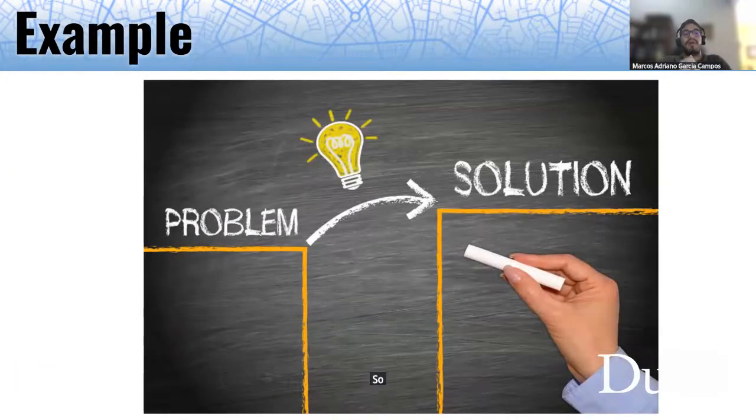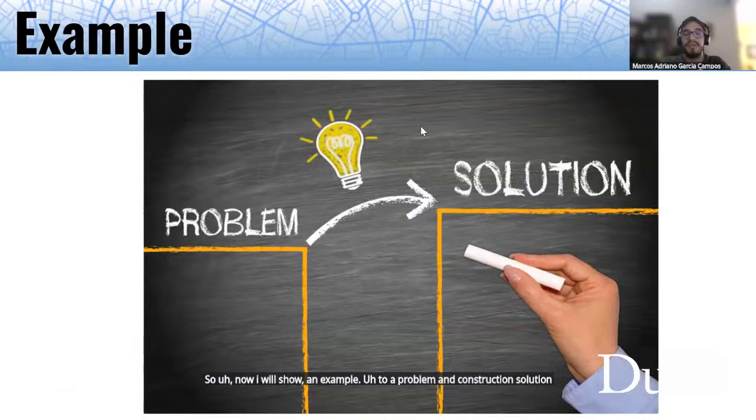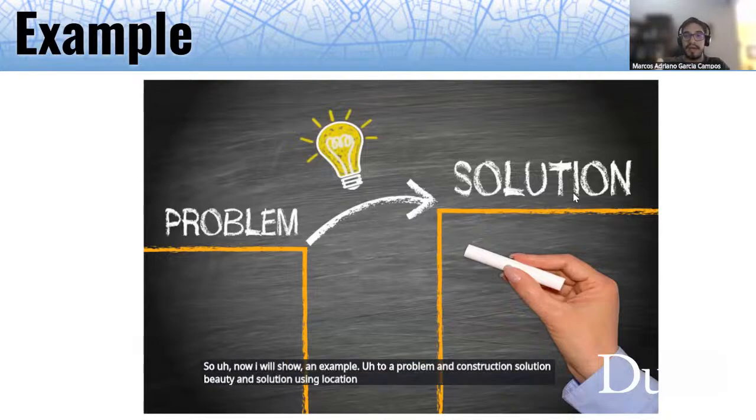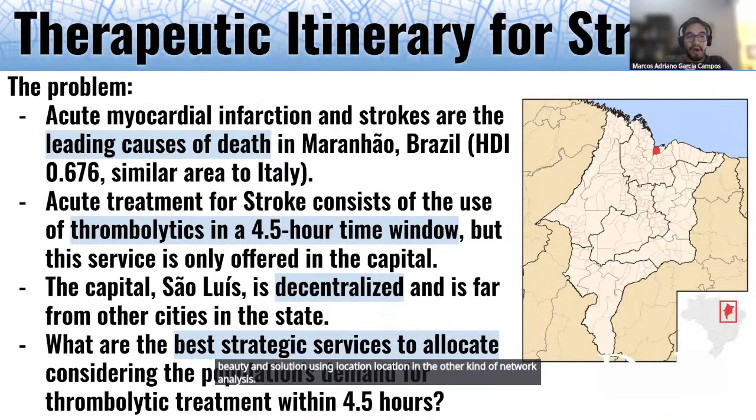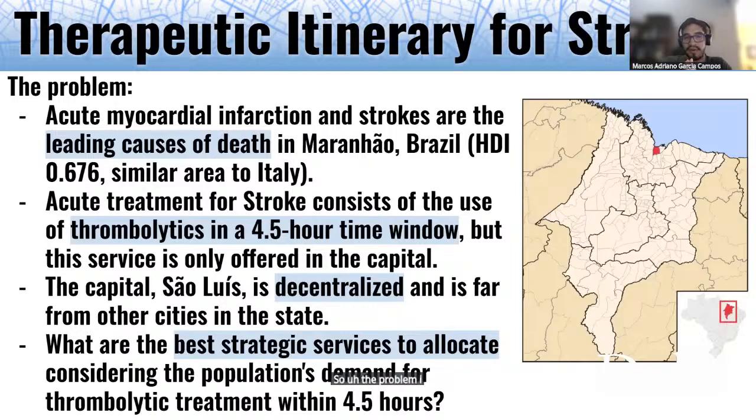So now I will show an example of a problem and building a solution using location-allocation and other kinds of network analysis. The problem I call therapeutic itinerary for stroke. This is the name of the problem. And the problem concerns the leading causes of death in Brazil, and specifically in Maranhão. Maranhão is a state in Brazil located in the northeast.